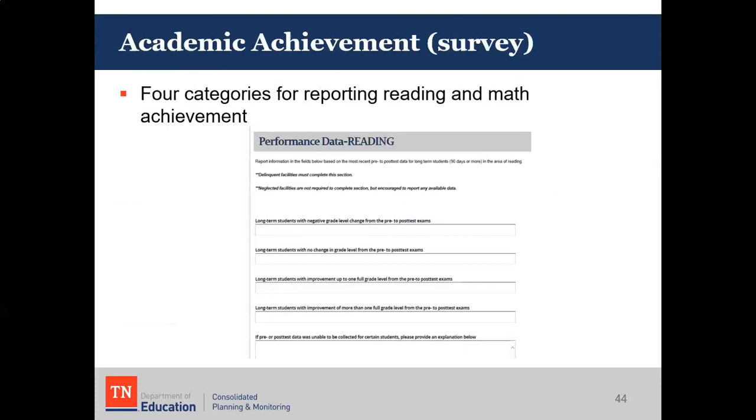Again, once that information is tallied up, that information will be sent to the school district to input into FormStack, and you can see how it's reported here. So it talks about long-term students with negative grade level changes from pre to post-test exams, long-term students with no grade level change, with up to 1 full grade level, and then over 1 full grade level. And so that's how the data should be separated, how many students fit into each one of those categories.